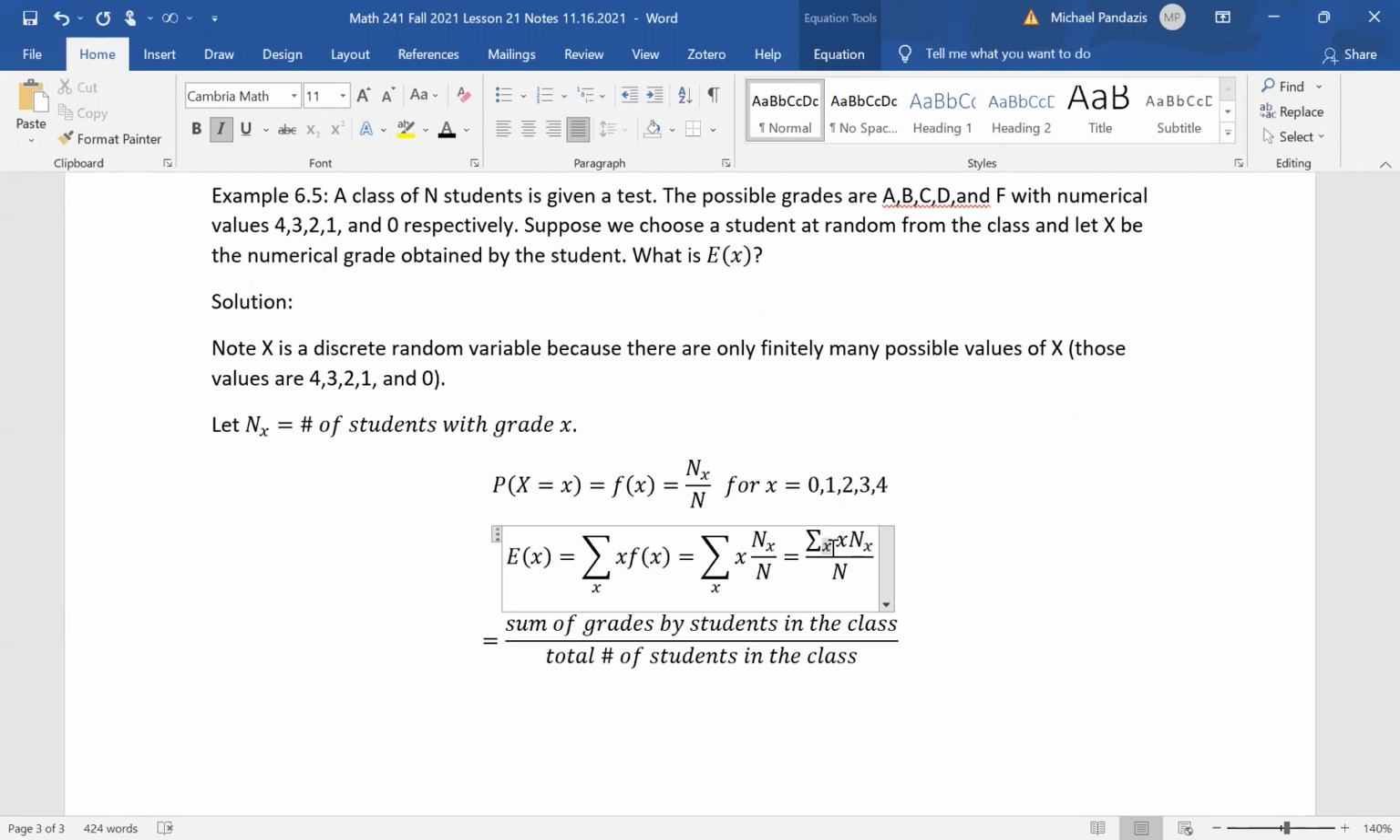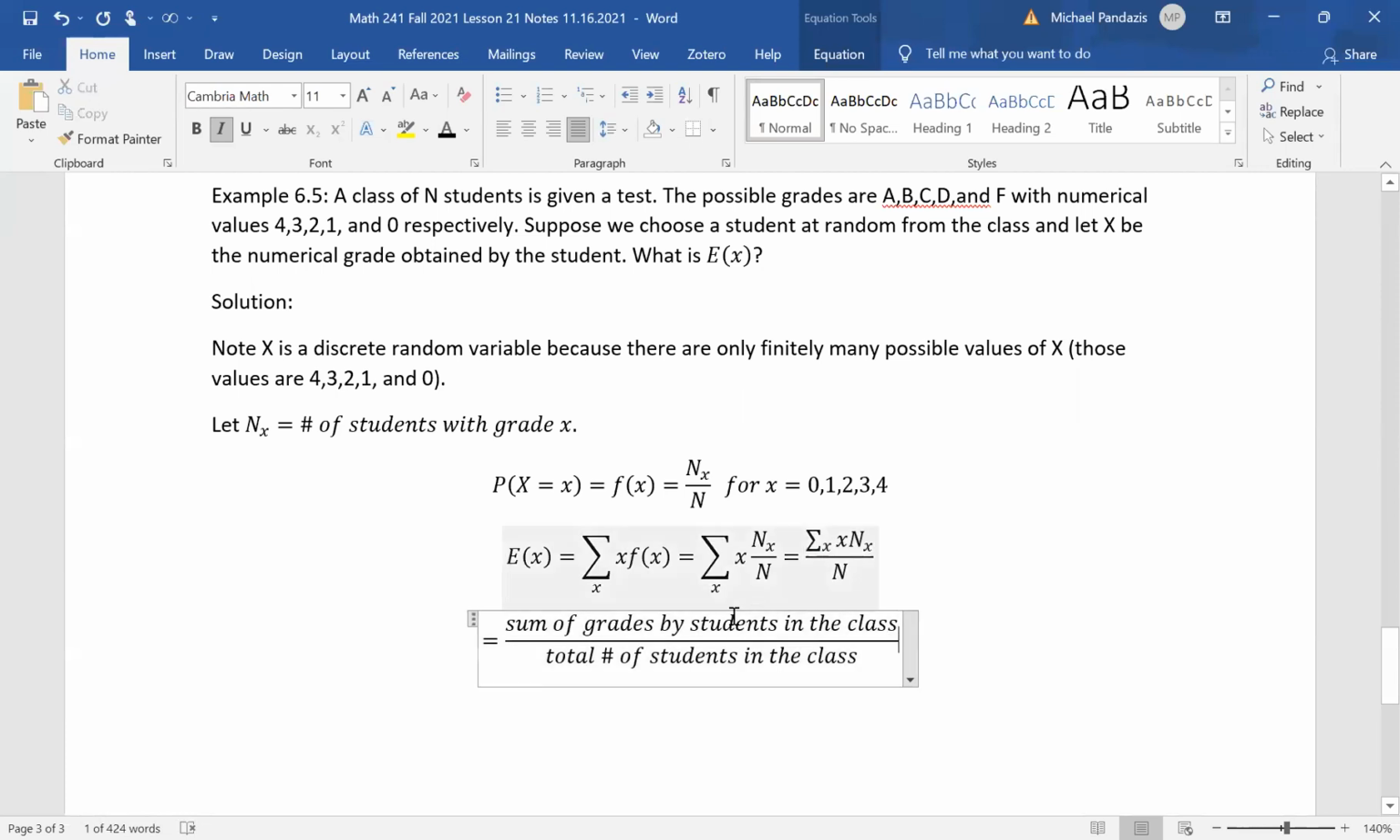So you're adding up all the students who got a grade of 0, then you're adding to that the sum of all the grades of the students who got a 1, then you're adding to that the sum of all the grades of the students who got a 2, and then 3, then 4. You're then getting the sum of grades by students in the entire class. So the sum over x of x times n sub x is the sum of grades by students in the class.